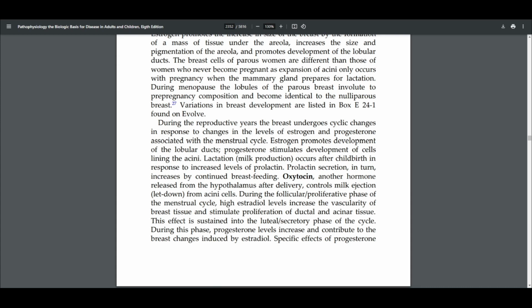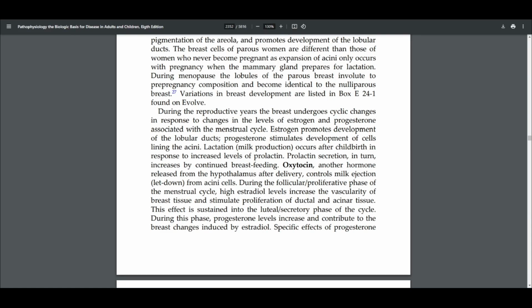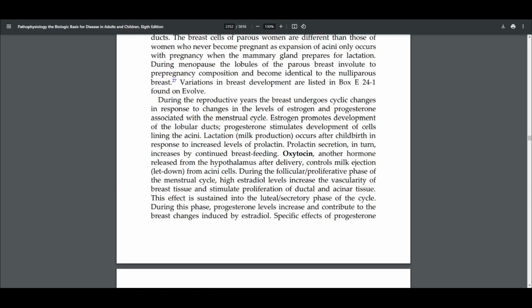During the reproductive years, the breast undergoes cyclic changes in response to changes in the levels of estrogen and progesterone associated with the menstrual cycle. Estrogen promotes development of the lobular ducts. Progesterone stimulates development of the cells lining the acini. Lactation occurs after childbirth in response to increased levels of prolactin. Prolactin secretion, in turn, increases by continued breastfeeding. Oxytocin, another hormone released from the hypothalamus after delivery, controls milk ejection from acini cells.